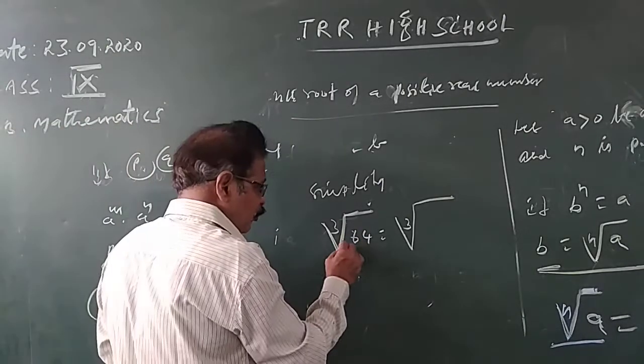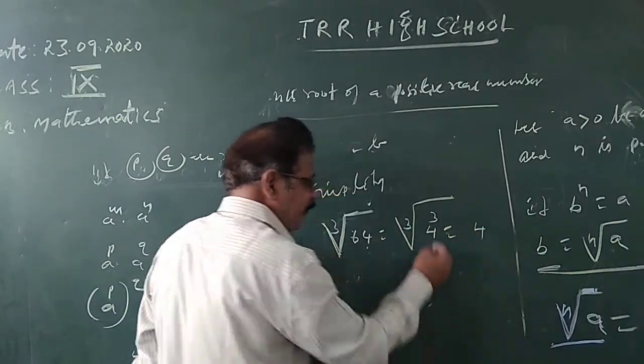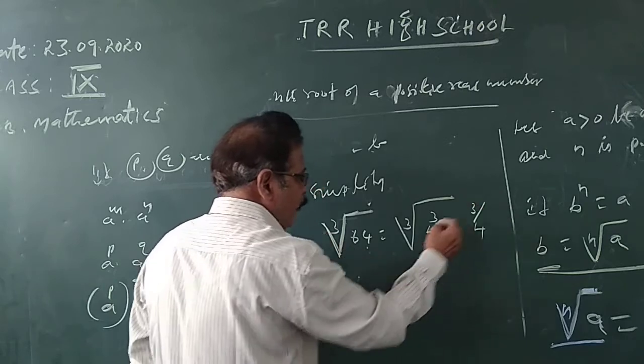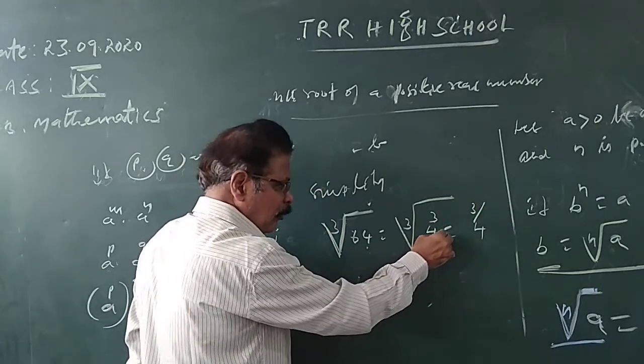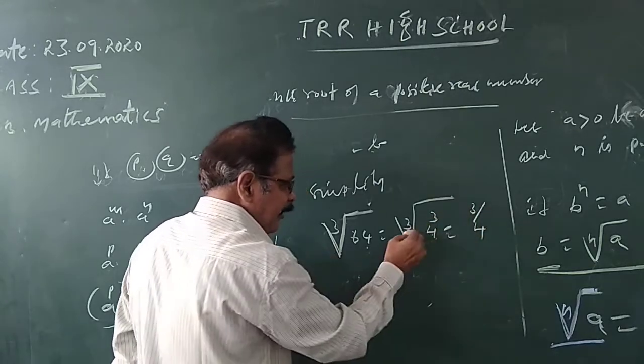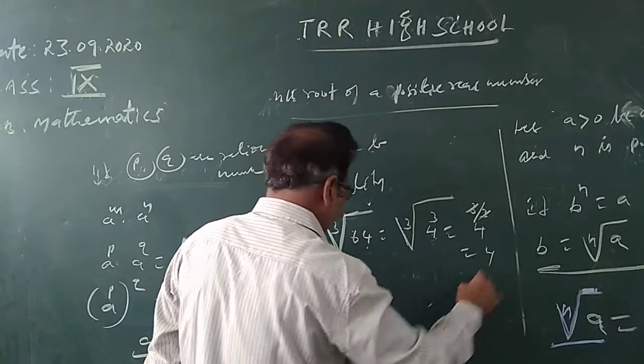Cube root of 64. Cube root of 64 is written as 4 cubed. That equals 4 to the power of 3 by 3. This is radical form, changing to exponential form. Inside, the radicand is 4, and the power 3 is the numerator. The order is 3, which becomes the denominator. 3 by 3 is equal to 1, so the answer is 4.